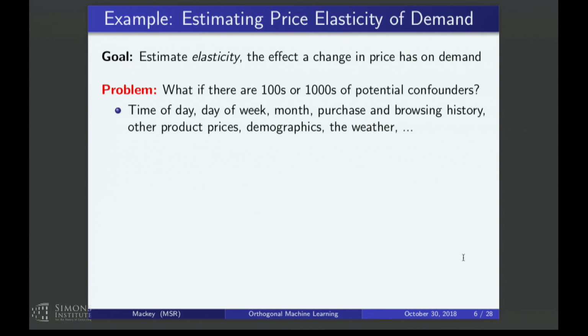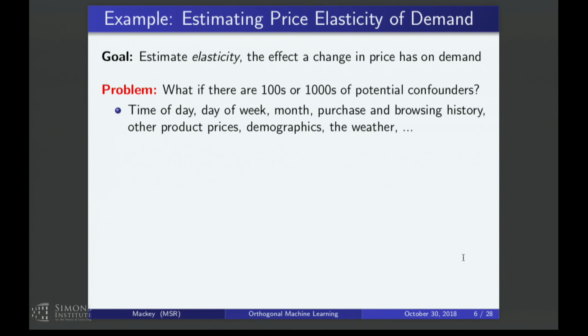We take into account other product prices, and we care about how those impact price elasticities. We take into account demographics. We might even take into account the weather. And these are all things that we routinely collect that are readily available. It's likely that at least some of it does impact both the price and the demand. That is, at least some of these things are likely confounders. So how do we deal with all of those things?